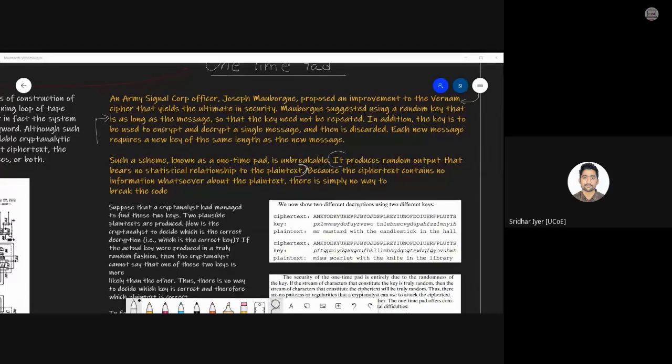Yes, it will generate a random key every single time. Am I clear? Am I making sense? Yes or no? Kindly let me know.